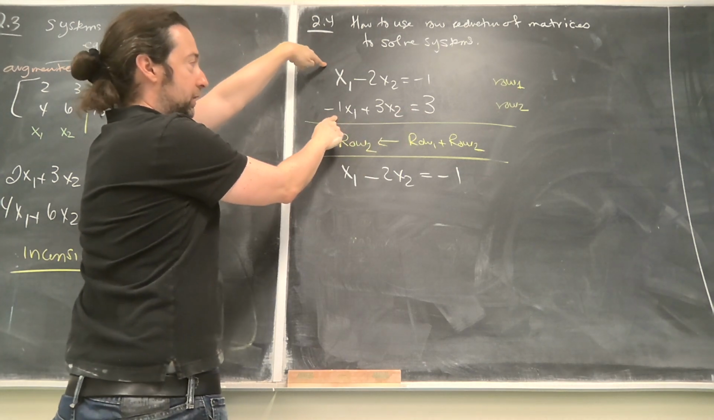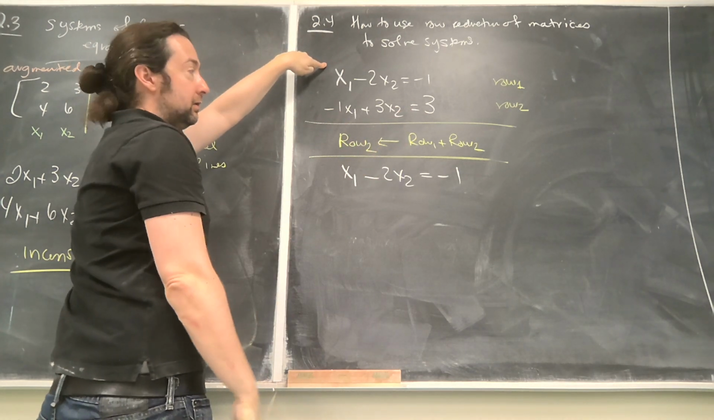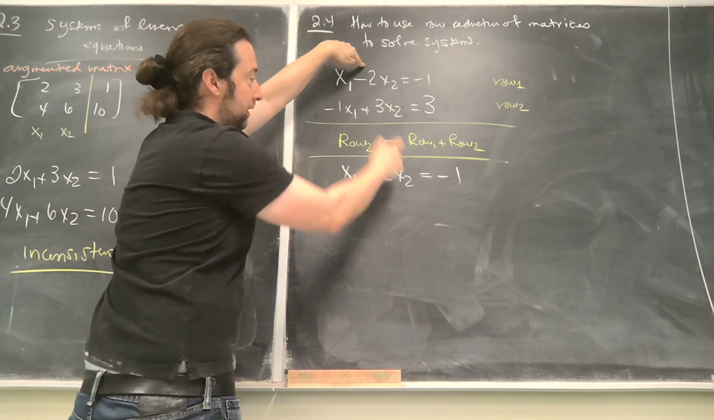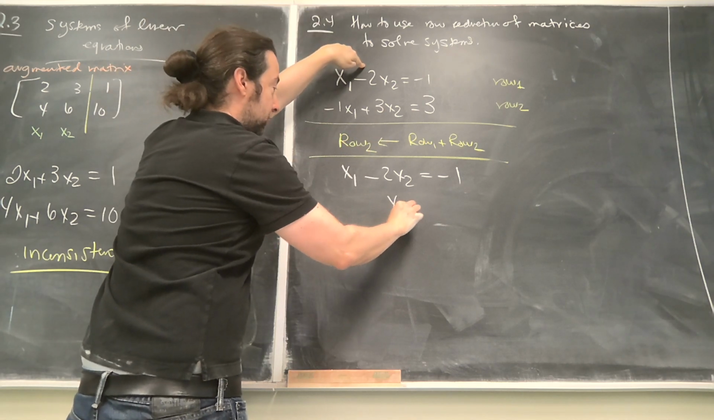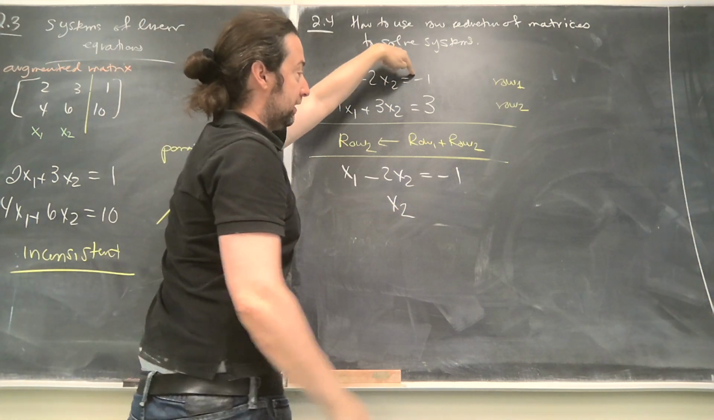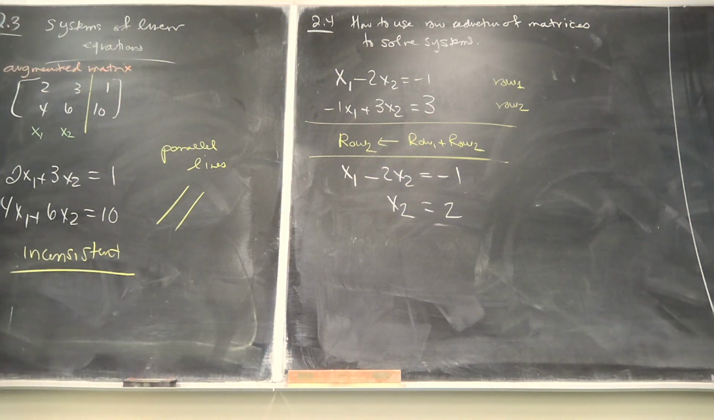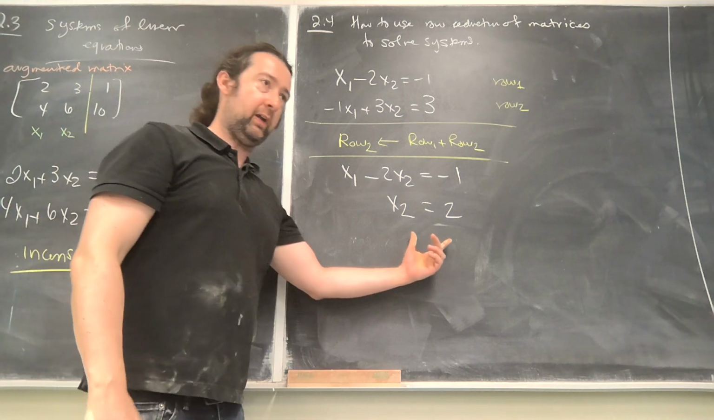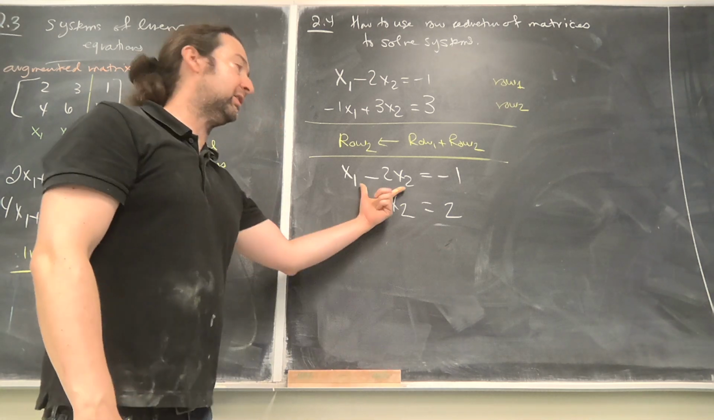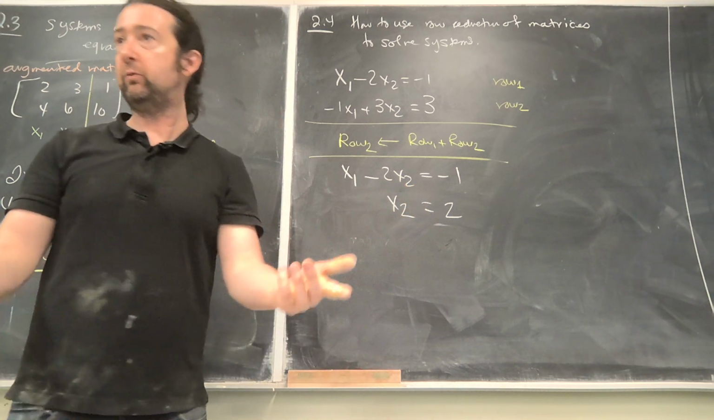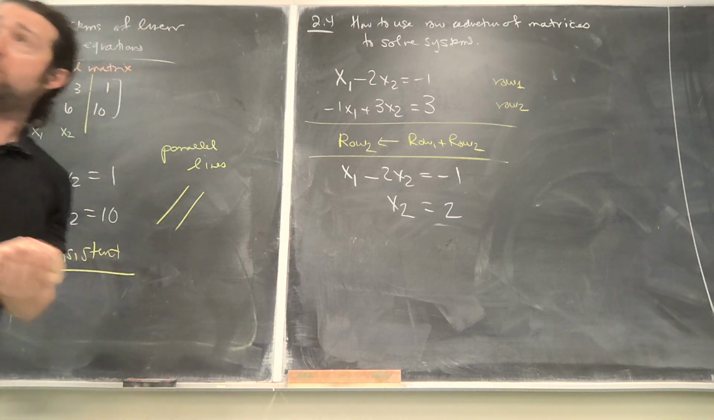So x1 plus negative x1 is 0 x1s. 3x2 plus negative 2x2s is 1x2. And 3 plus negative 1 is 2. So notice that I know what x2 is now. In your earlier classes, this would be sufficient to stop, right? You know x2 is equal to 2, so you could back substitute into the first equation to figure out what x1 is. I could, however, go further.